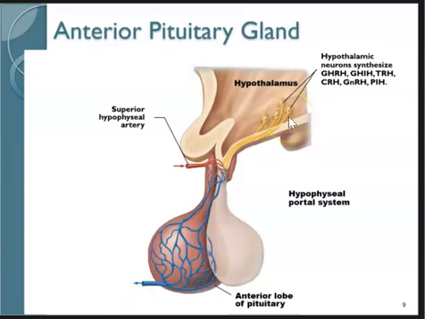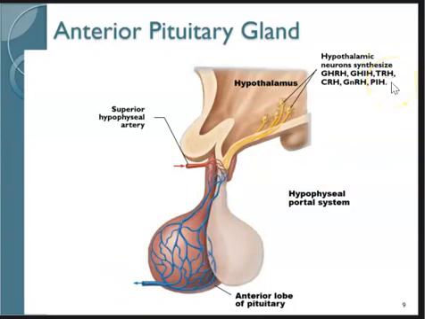So let's talk about each of them. So GHRH, growth hormone releasing hormone. So this will stimulate the release of growth hormone from the anterior pituitary gland. GHIH, growth hormone inhibitory hormone, which is mostly produced all the time in adults, unless we have acromegaly, for example, will suppress the release of growth hormone.